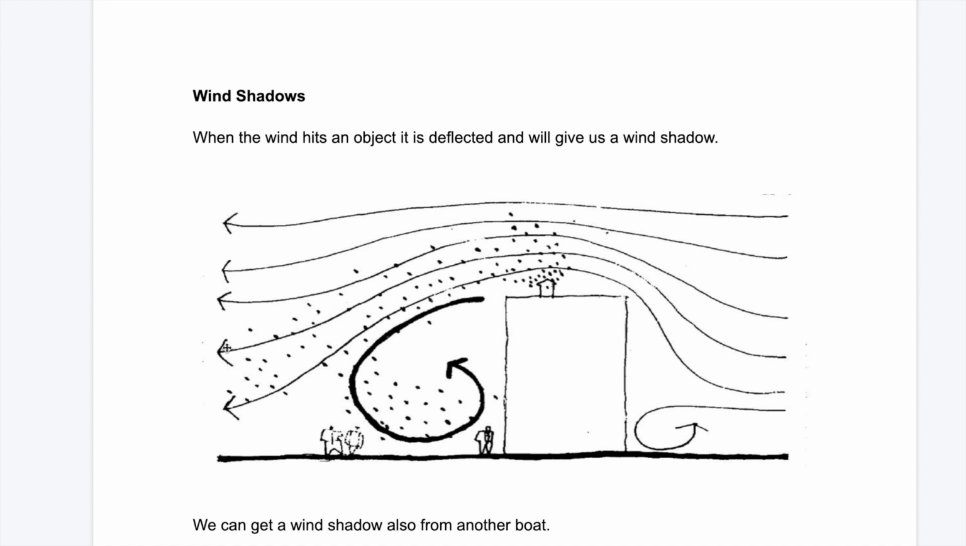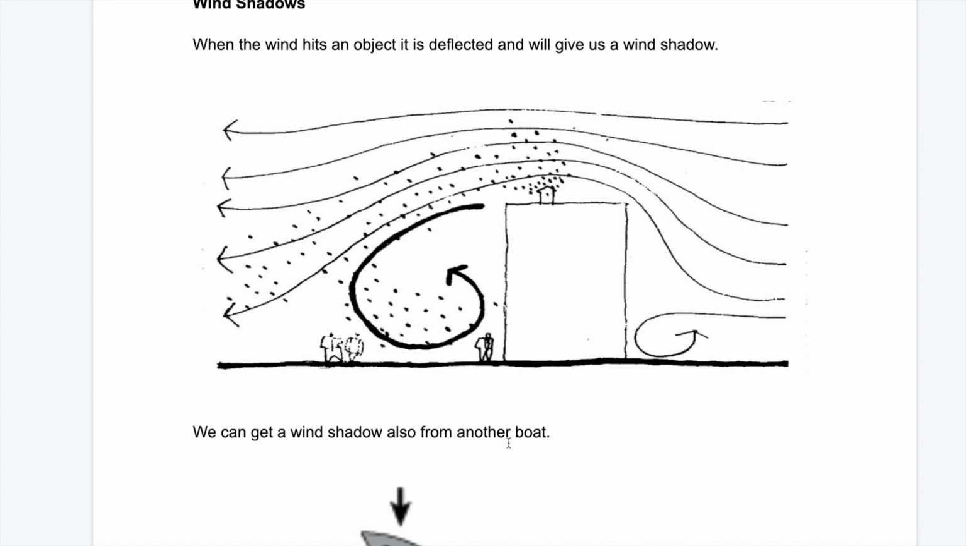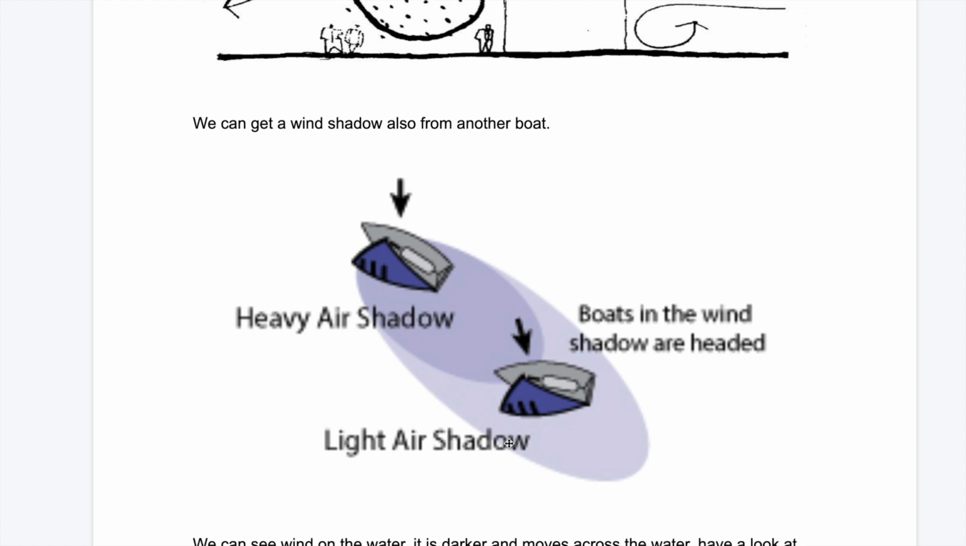The effect of the wind shadow from a building extends for about 10 times the height of the building. So we can get wind shadows from buildings. When we sail in the docks, if the wind isn't straight east or west, we'll get deflection of the wind from the buildings around the docks, and we'll get the wind close in going in the opposite direction. This is called a back eddy, and we'll get acceleration of wind around the buildings. You can also get a wind shadow from another boat. So if you're racing, you can deflect a wind shadow onto the other vessel.